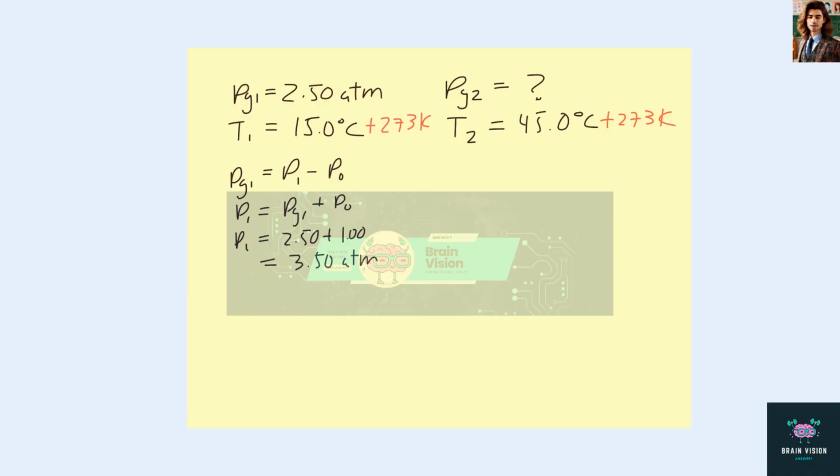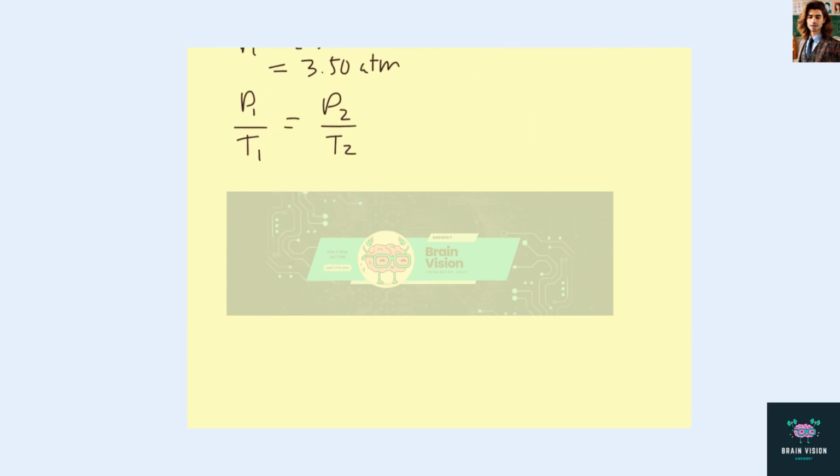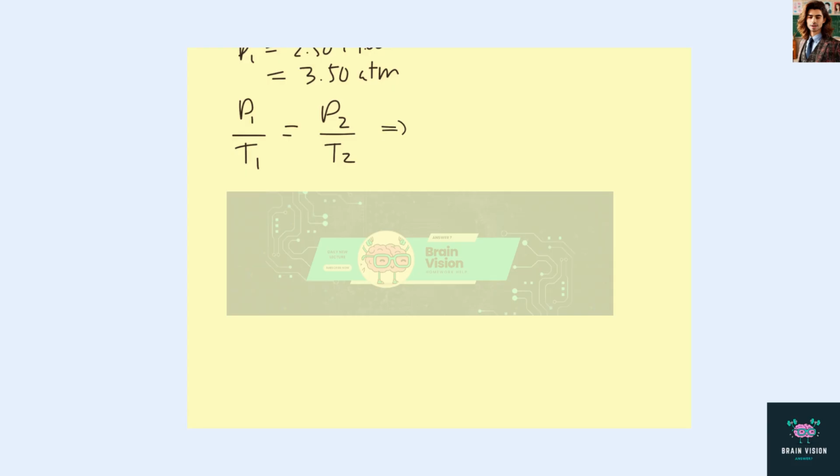Now we can look at a variation of the ideal gas law, which is P1 over T1 is equal to P2 over T2. And you get this because N and V are constant. So if you just set the constants equal to each other on each side for 1 and 2, they'll work out. But I'm sure you've seen this kind of relationship before many times. But anyway, we can rewrite this for P2, which is just P1 T2 over T1.